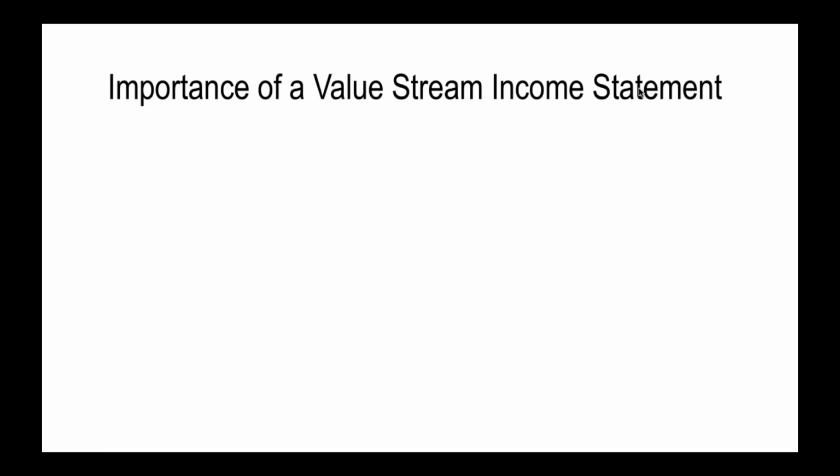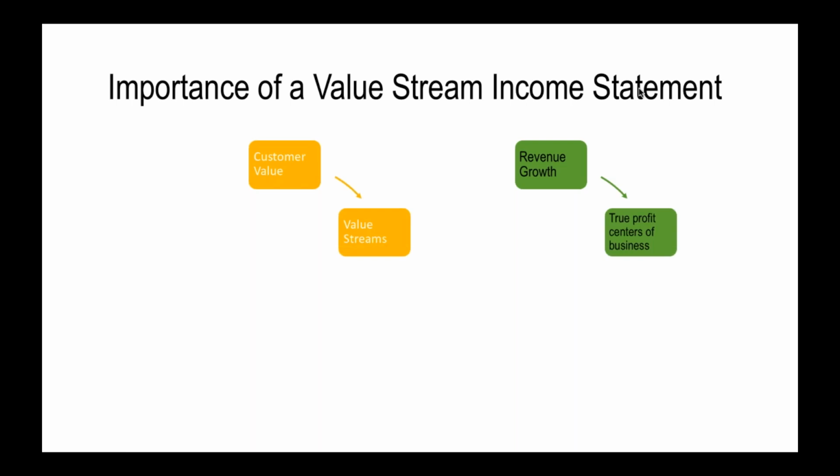So the importance of a value stream income statement is related to the principles of lean. Principle number one of lean is customer value, delivering customer value. What that yields, if you actually deliver value, is revenue growth. And the value stream income statement will show that. Principle number two for lean is value streams. And as I mentioned a few times, value streams are the true profit centers of your business. So you want to present profitability by value stream on an internal basis.